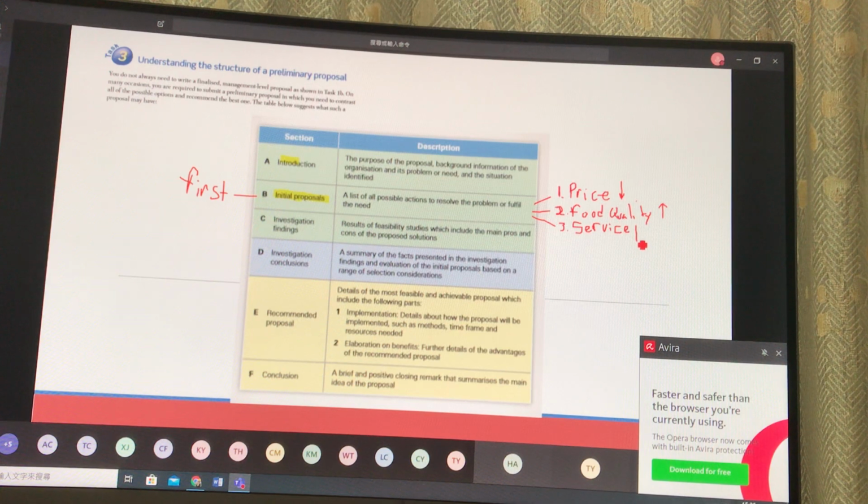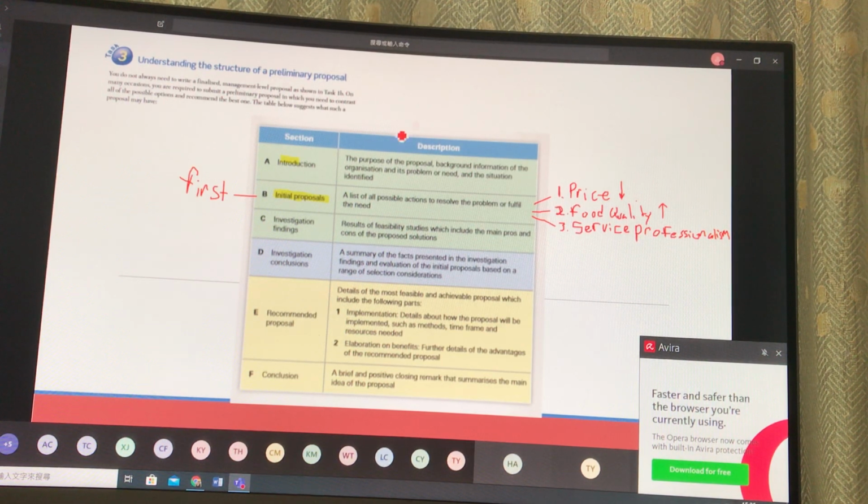How about, just for the sake of an example, why did I choose such a long word? Professionalism. All right, professionalism. We'll make them more professional. How about that? Okay, so overall, our idea is to improve the canteen.